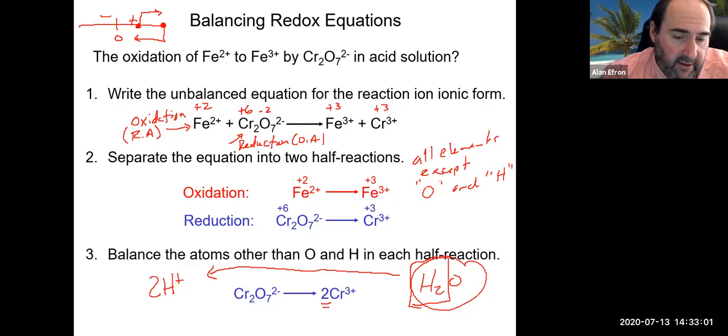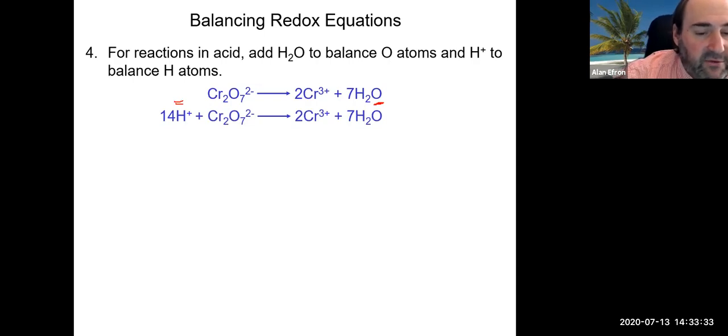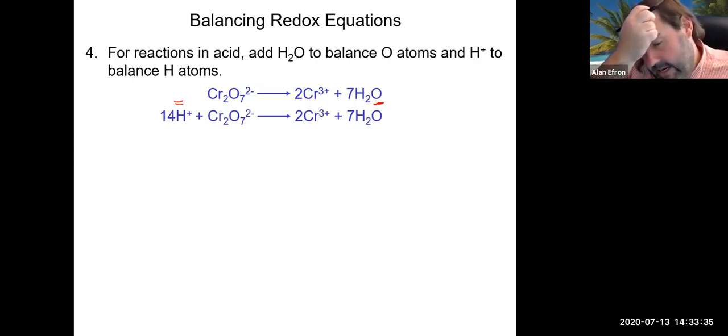But when we come down here, the left-hand side has 7 oxygens, and the right-hand side has none. So on the right-hand side, we would need to add 7 waters to balance out the oxygen. The purpose is to put the oxygens in there. But because we added 7 waters, we also added 14 hydrogens. So to the other side, we need to add 14 hydrogens to balance out the hydrogens that we just added. Any questions on that so far?